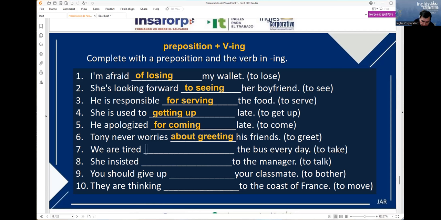We are tired of baking. We are tired of taking the bus every day. She insisted on talking to the manager. You should give up bothering your classmate. They are thinking of moving to the coast of France.